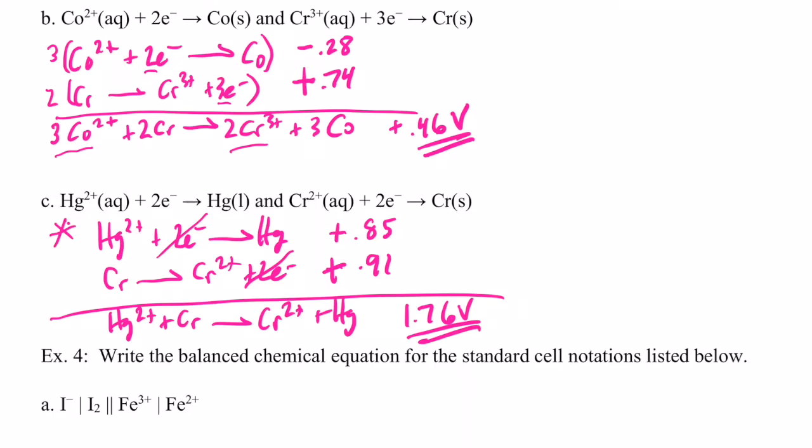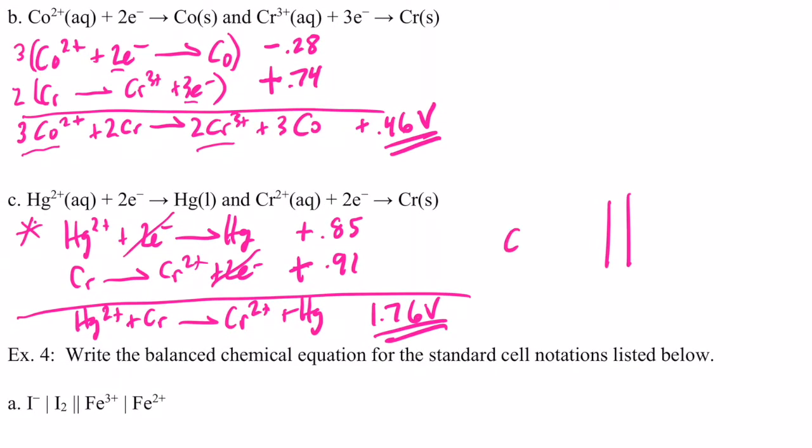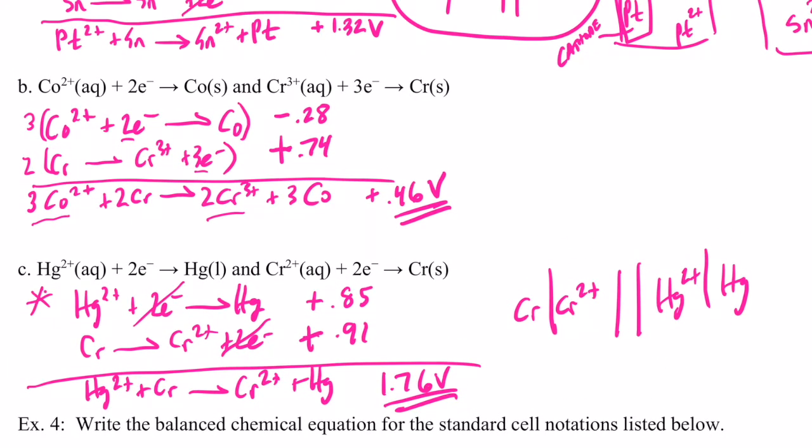Now I didn't write the cell notation on the last example or this one, so let's do that quickly. We have our 2 parallel lines. The oxidation reaction was chromium to chromium 2 plus, and the reduction reaction was Hg2 plus to Hg. Let's do the one up above. I just left that blank. I apologize. Here's our two vertical lines. We have chromium became chromium 3 plus. That's my oxidation, and cobalt 2 plus became cobalt.